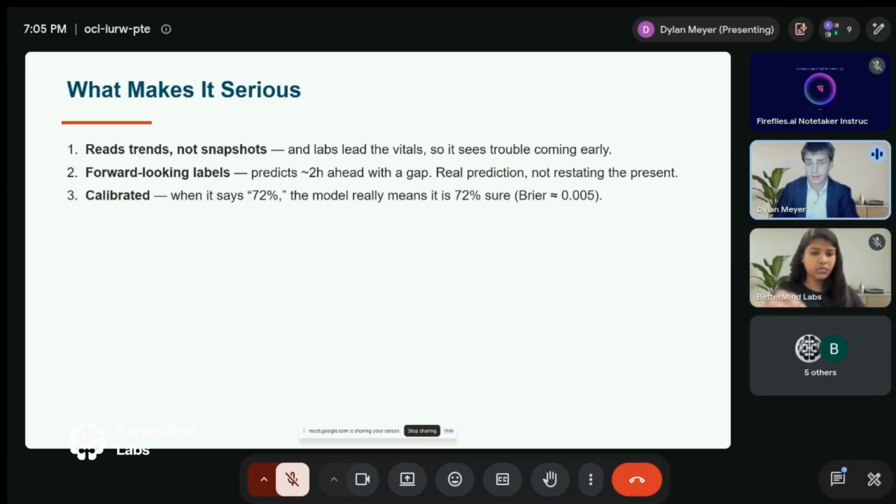My system, again, reads trends. That's what makes this, I feel, a real serious possibility for industrial application. It's not just a snapshot. Again, it predicts 2 hours ahead, which is a huge gap from the modern day standard. And it's truly calibrated. So when it says 72%, like you'll see in a second, it means 72%.